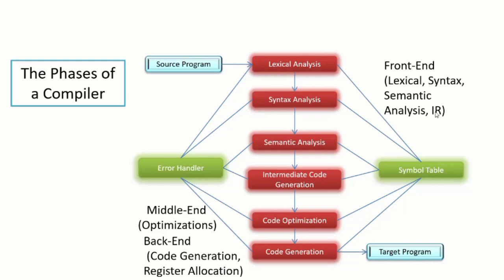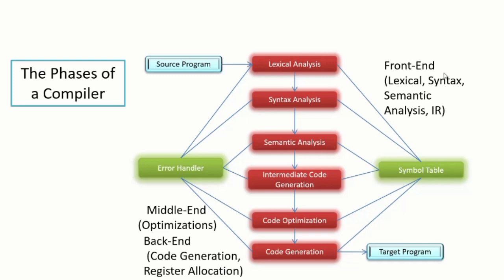The front end analyzes the program and converts it into an intermediate representation. In the middle end, we optimize the intermediate representation to improve efficiency. And the last one, the back end, generates the final machine code from the optimized representation. Each phase consists of multiple subphases.